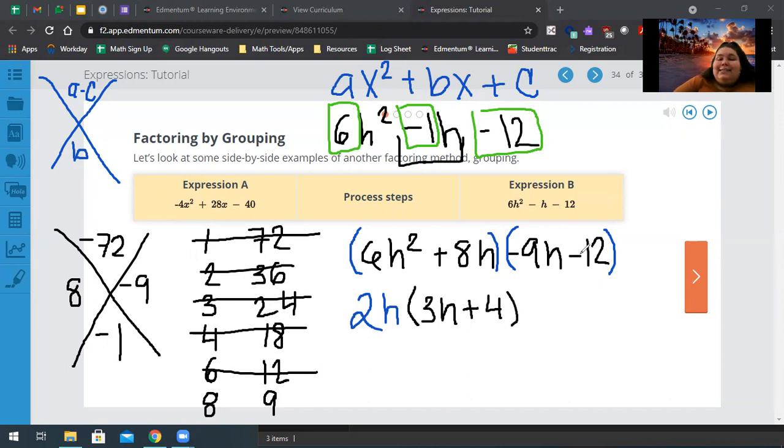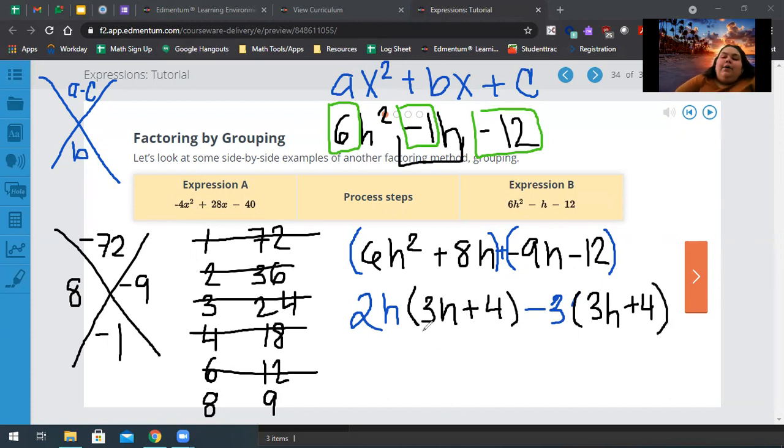Let's take a look at the second set of parentheses. What can I factor out from there? I see a negative 9 and a negative 12. Keep in mind there's like a little plus sign there. My bad. I can factor out a negative 3, since 9 and 12 are both divisible by 3. So I'm going to put negative 3 here. Negative 9 divided by negative 3 is positive 3. We have h. And negative 12 divided by negative 3 is positive 4.